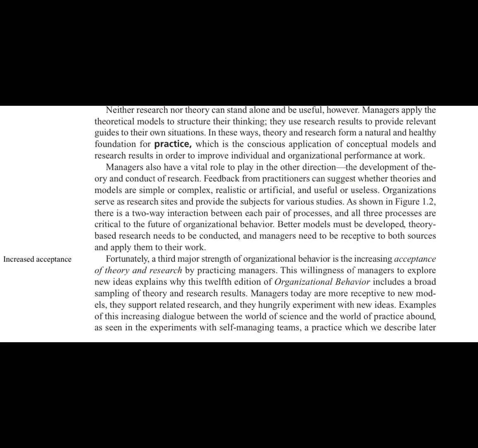Okay, so fortunately, a third major strength of organizational behavior is the increasing acceptance of theory and research by practicing managers. So this willingness of managers to explore new ideas explains why this 12th edition of organizational behavior includes a broad sampling of theory and research results. So managers today are more receptive to new models. They support related research, which makes them hungry to experiment with new ideas.